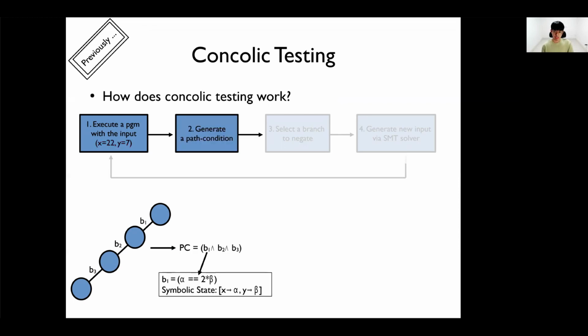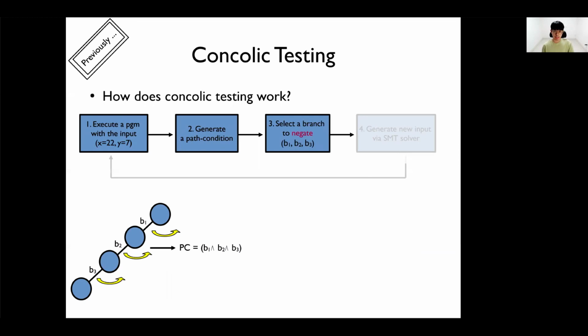The second step is to generate a path condition. A path condition is a sequence of branch conditions expressed by symbolic variables alpha and beta in this case. So for example, when the symbolic variables of X and Y are alpha and beta respectively, B1 can be formed as a condition that alpha is equal to 2 times beta. And the third step is to select a single branch to negate from among the three branches in the path conditions.